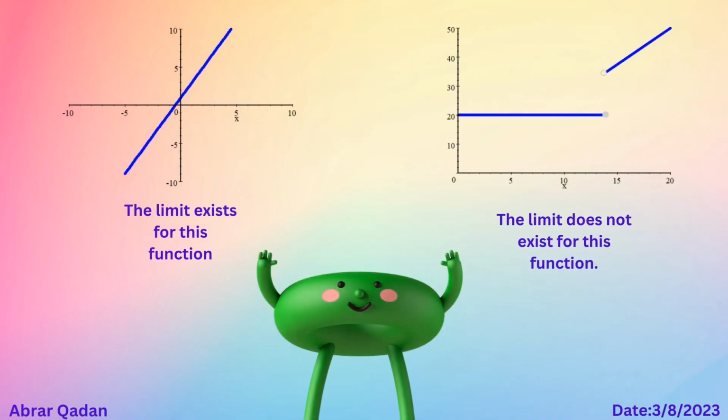In graph number 1, the limit exists for all values of x. Graph number 2. The limit does not exist around x equals 15 if you apply the previous theorem. The left and right limits around x equals 15 are not equal, so the limit does not exist.